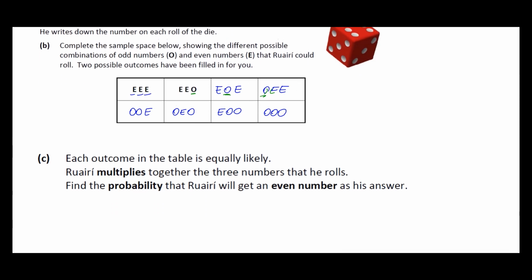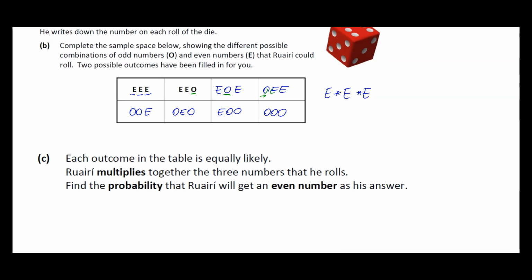Okay, let's see the last part. Each outcome in the table is equally likely. Rory multiplies together the 3 numbers that he rolls. So let's say in this example, he multiplied the first number by the second number by the third number. That's the idea. So we have to find the probability that Rory will get an even number as his answer.